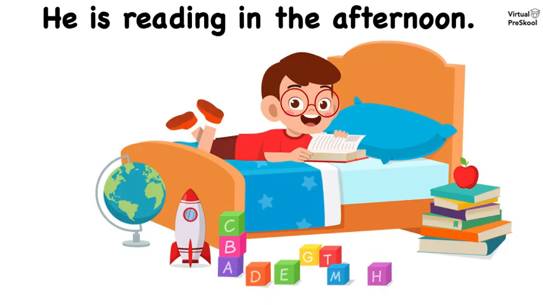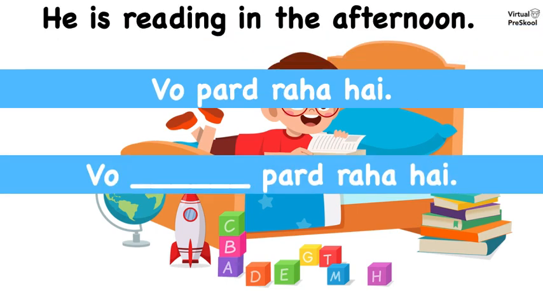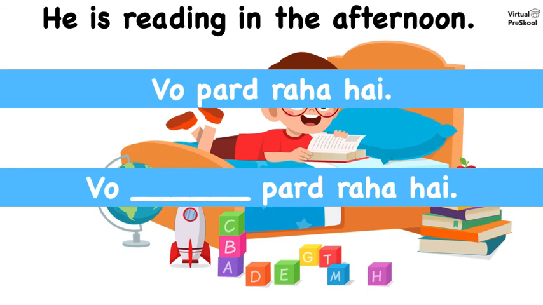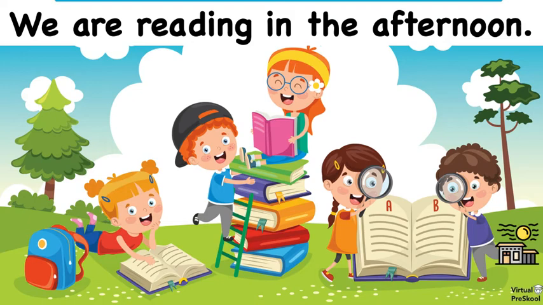He is reading in the afternoon. He is reading. What's the conjugation? वो पढ़ रहा है. And in the afternoon is दोपहर में. Now put that in the blank line and our sentence becomes वो दोपहर में पढ़ रहा है.